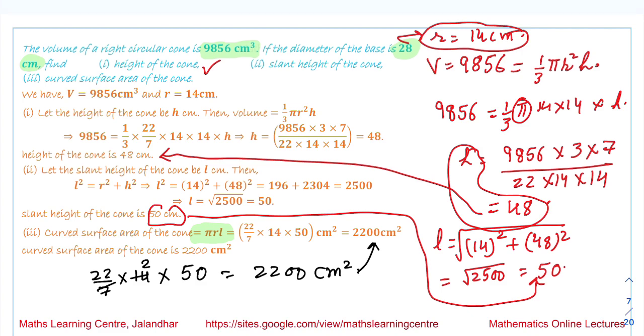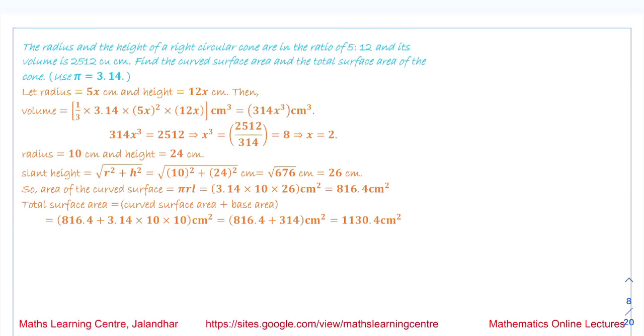Now the next thing we have is that the radius and height of a right circular cone are in the ratio of 5:12. So it means for some constant x, the radius is 5x and the height is 12x.